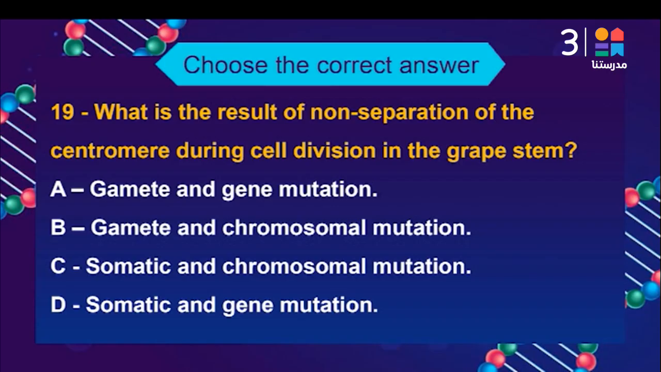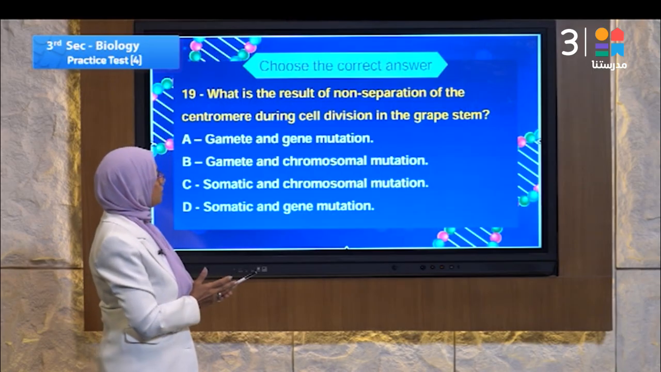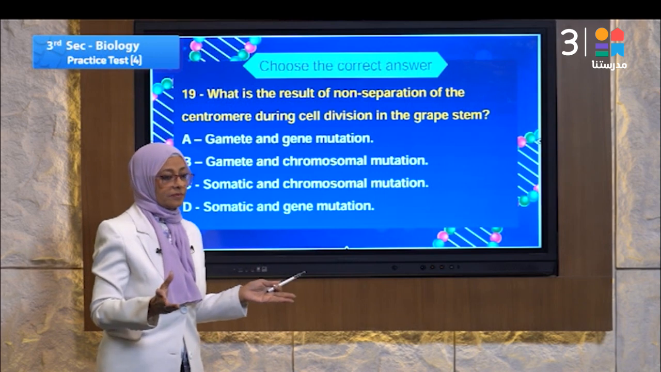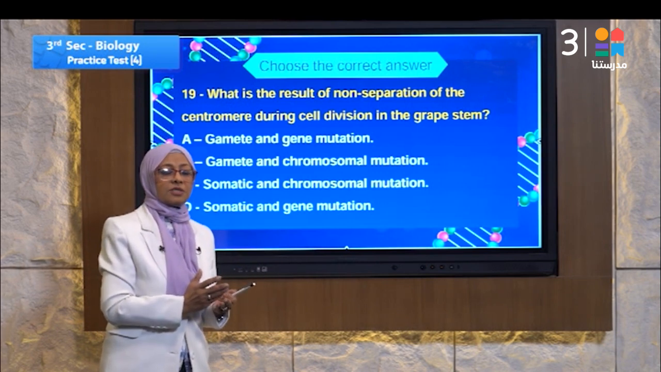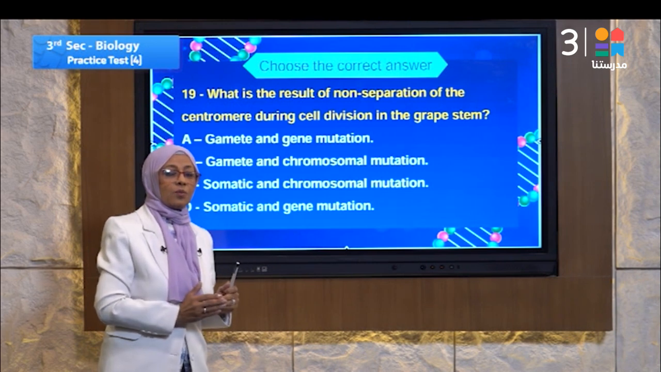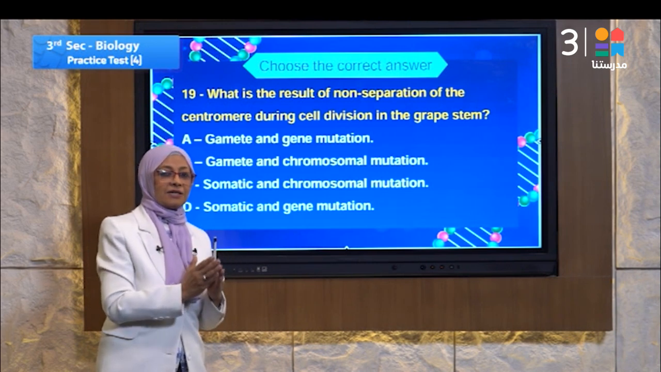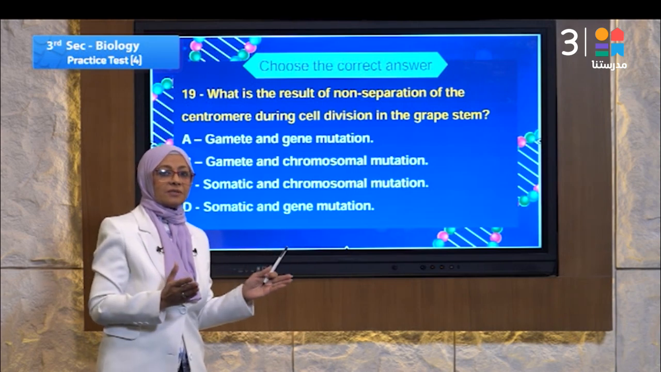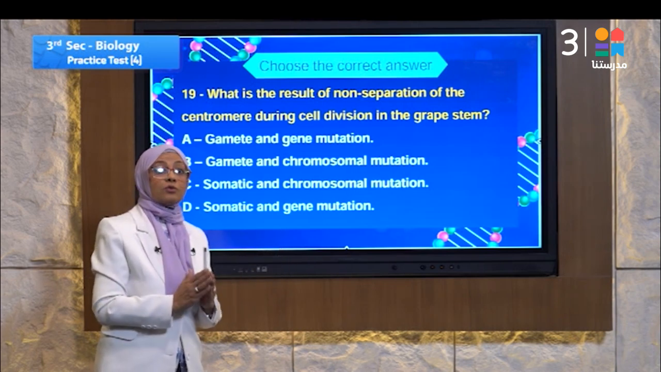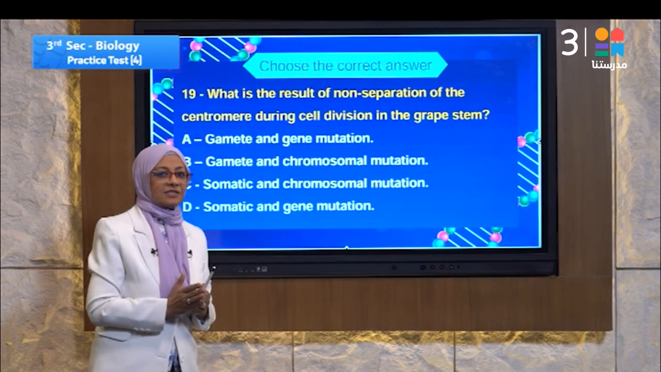What is the result of non-separation of centrosome during the cell division in the graph stem? Where does the centrosome separate? In the cell division, there is mitotic division. The mitotic division has many steps. One of them is splitting of the centrosome into two parts to make two chromatids. If they are not separated, what are the results?